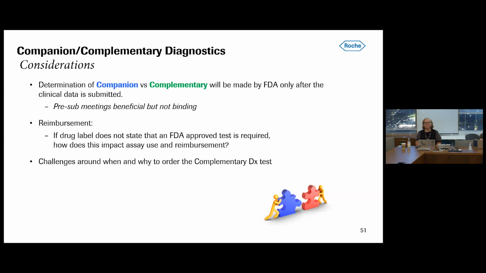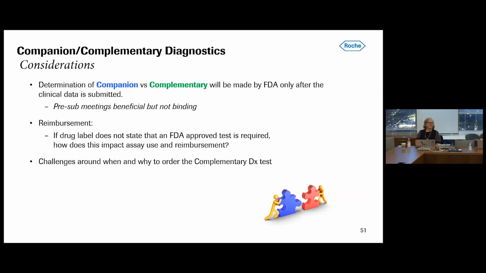So yes, you can have a plan. You can go to the FDA and have a pre-submission meeting. You can discuss, but until the phase 3 trial is complete, you're not going to know for sure if it's a companion or a complementary designation.